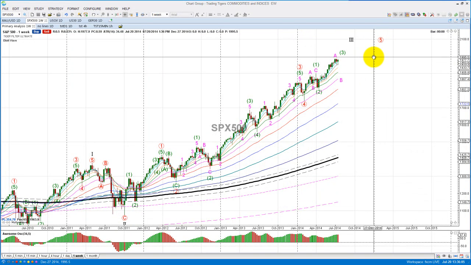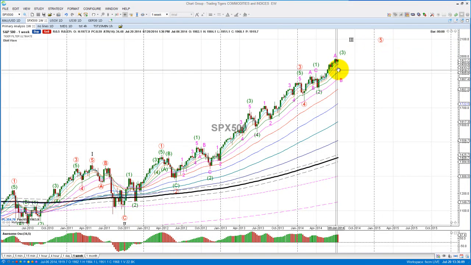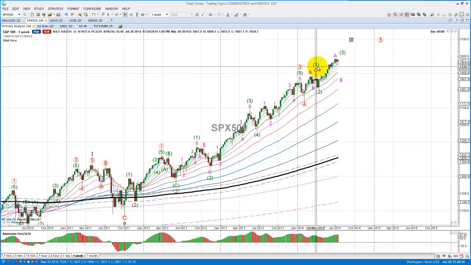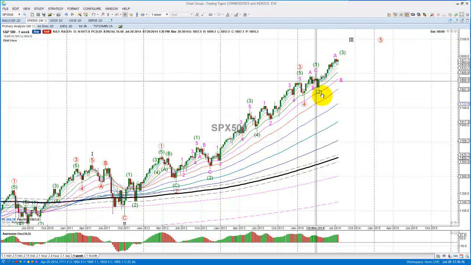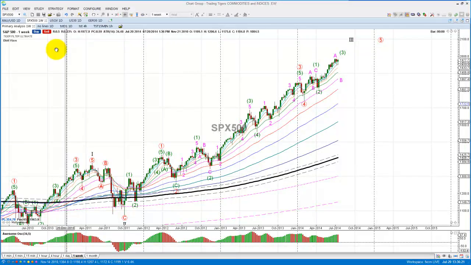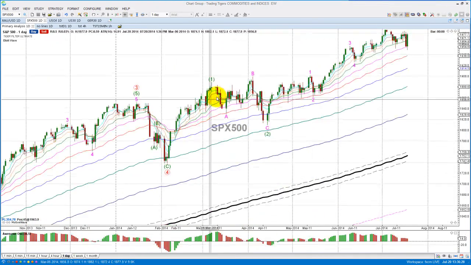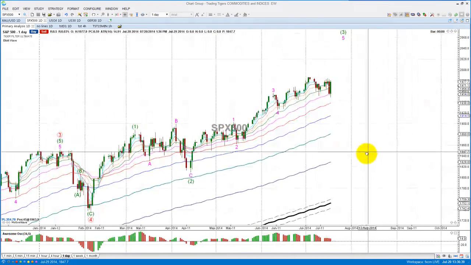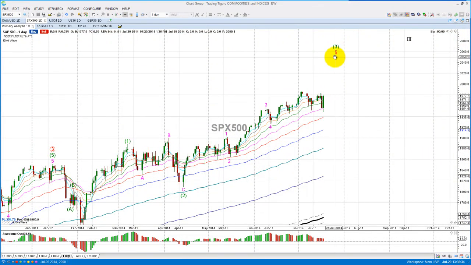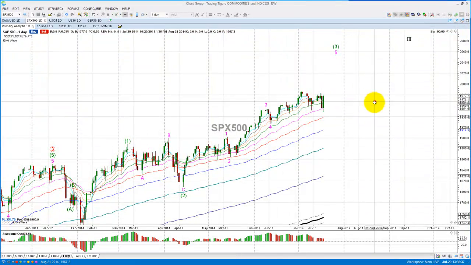We can see that's currently in a wave 5, and when we look at the substructures, we can see the intermediate, that's in green, is in a wave 3, 1, 2, 3, and that will be interesting for us to monitor. So now let's take that down to the daily chart and get a better perspective of that. And there you can see the subwave of the primary is the minor, and that's in a wave 5.